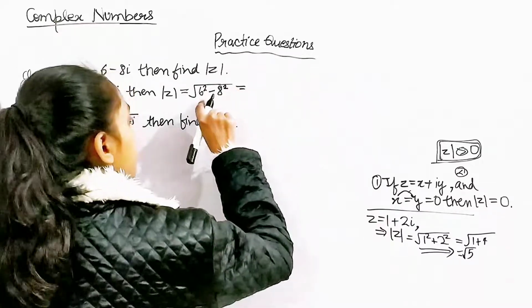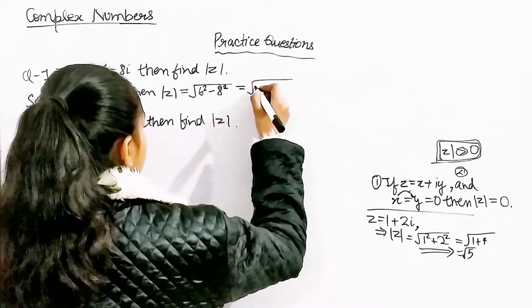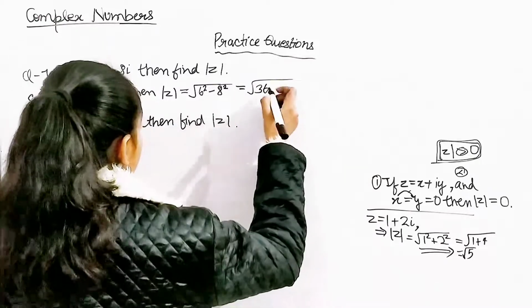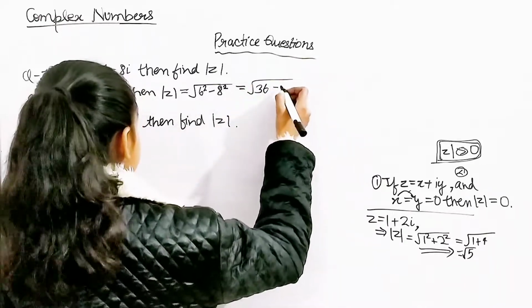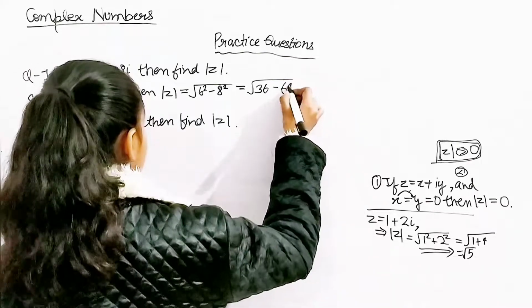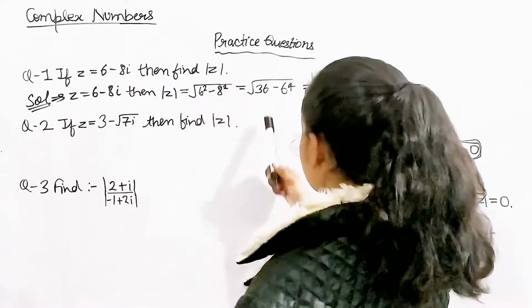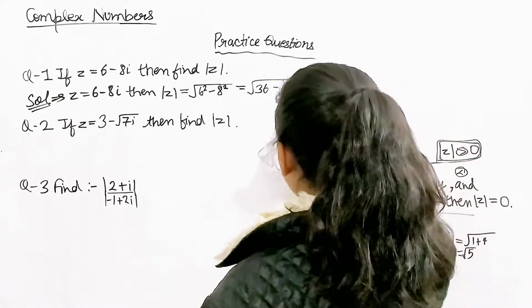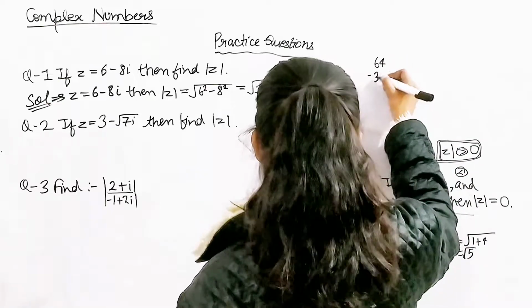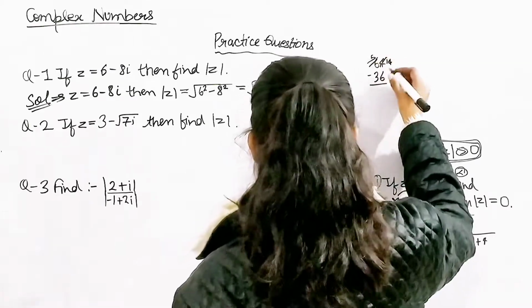So 6 squared, what is it going to be? It's going to be 36, right? And 36 minus 8 squared will be 64. So what is it going to be equal to? This 36 minus 64. If I just subtract them, then it's going to be... I'm just trying it here, okay?